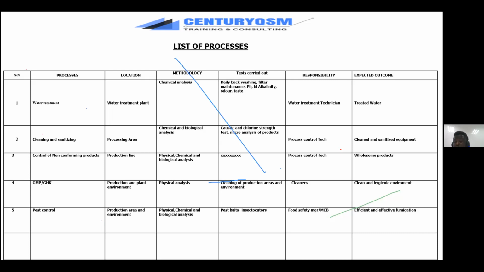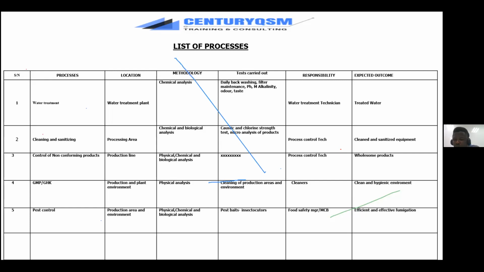For example, for pest control, what is your expected outcome? It's effective fumigation. So you need to make a table like this to identify all your PROPs. When you go back to work on Monday, identify all the prerequisite programs. These are basic conditions that must be met before you can start producing. Basic manufacturing conditions that must be in place.